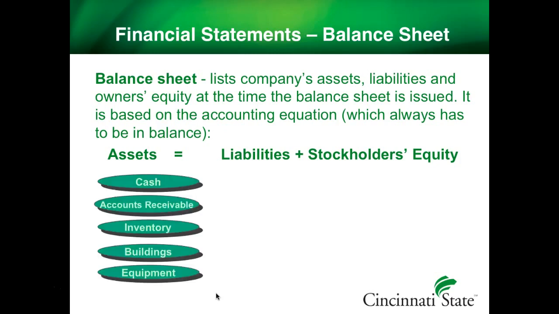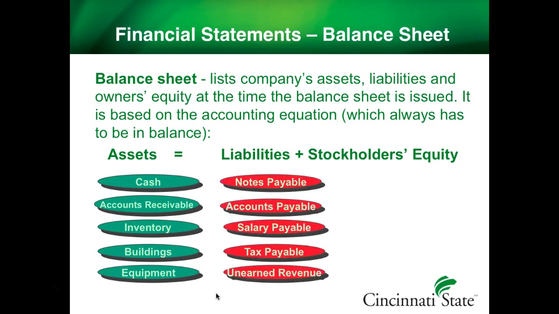Assets are resources the company has that it can use now or in the future. Examples of assets are cash, accounts receivable, inventory, supplies, land, buildings, equipment. Liabilities are amounts the company owes in terms of money or work to employees, creditors, suppliers, etc. Examples of liabilities include accounts payable, notes payable, salaries and wages payable, unearned revenue.